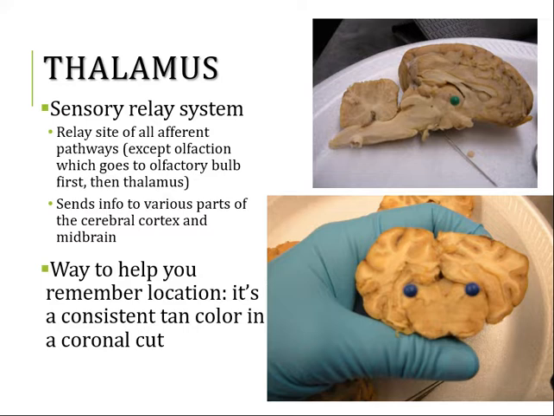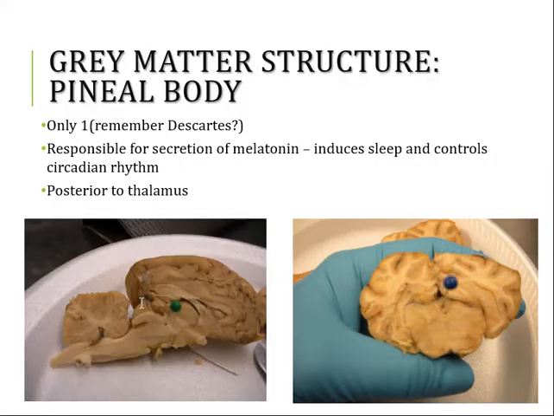So our next gray matter structure is the pineal body. And there is only one pineal body, and I said to remember Descartes because he has been cited as saying that he believed that the pineal body, or the pineal gland, was the seat of the soul in the brain. And it's responsible for the secretion of melatonin, which helps to induce our sleep-wake cycles and controls our circadian rhythm.